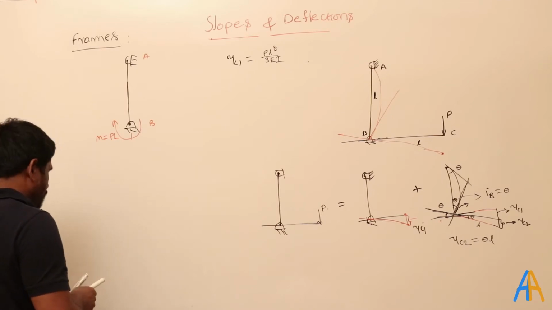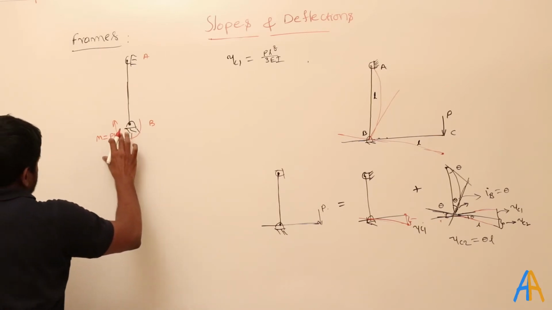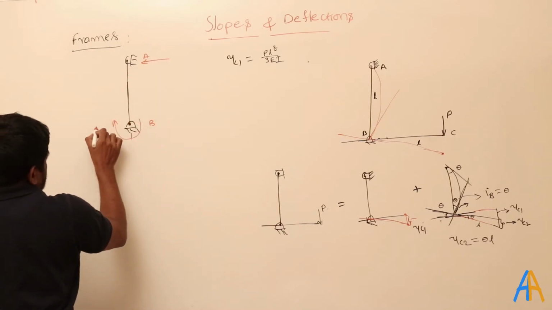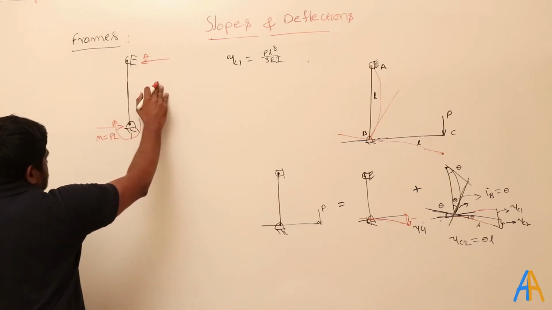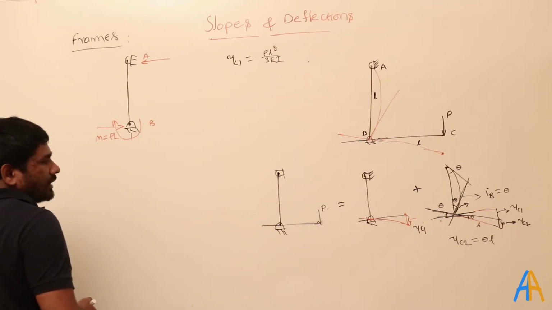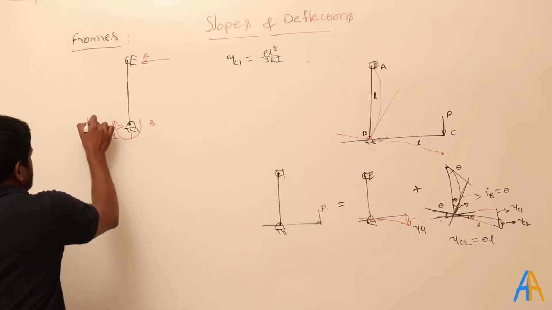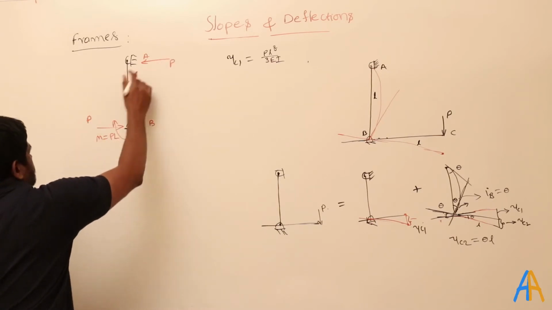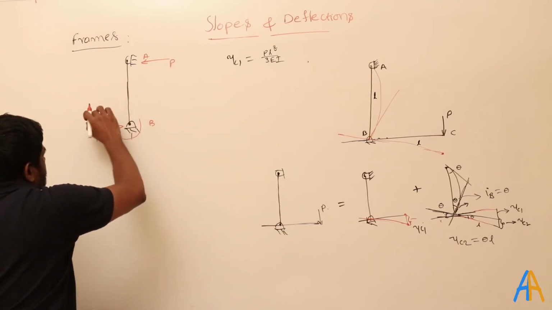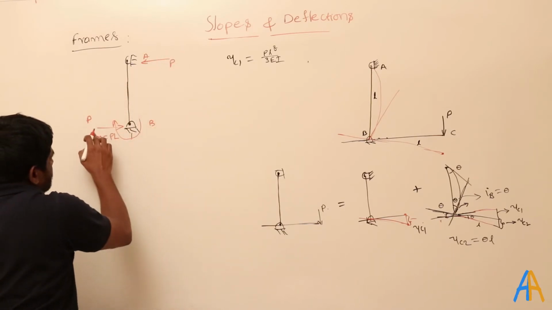How will you find out? Whenever the moment is acting like this, automatically there is a reactionary force acting like this. The value is P here and P here. How did I get this? M divided by L, that is PL divided by L, is P.